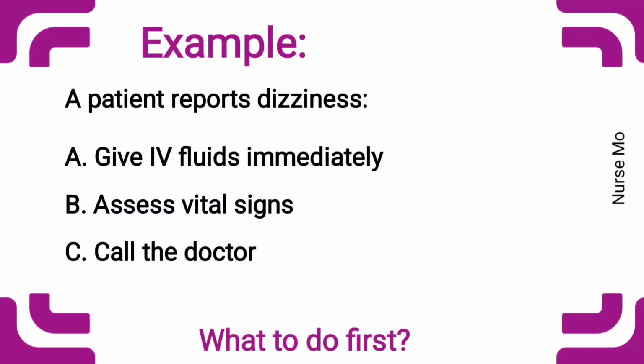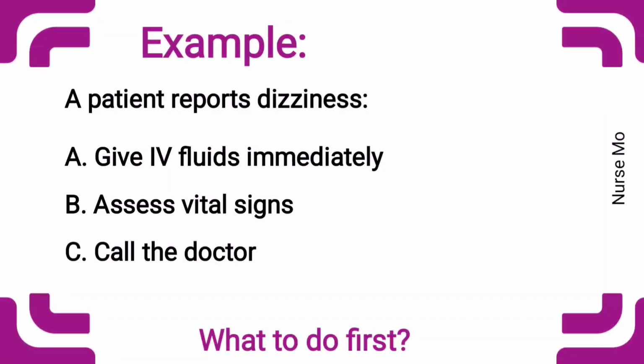For example, if you have a patient reporting dizziness, what do you do? A, give IV fluids immediately. B, assess vital signs. C, call the doctor. Using the nursing process, your answer is option B, assess vital signs first. You assess vital signs in order to identify what is causing the dizziness. It could be how they are positioned on their bed. It could be because they've not eaten. You need to assess to find out why this patient is having dizziness.